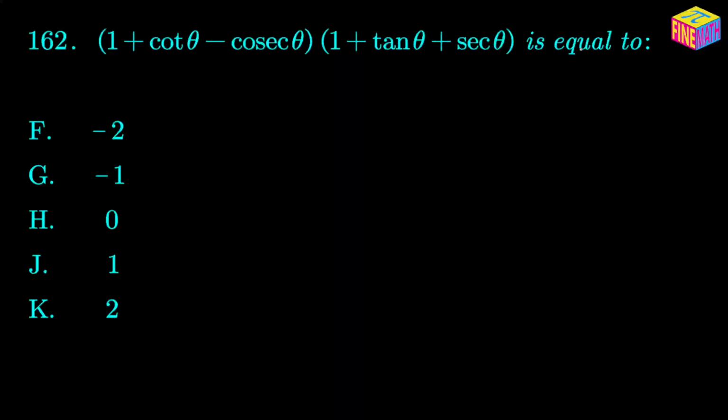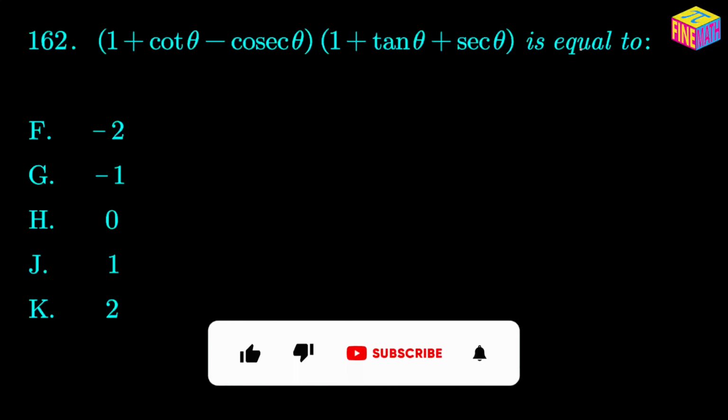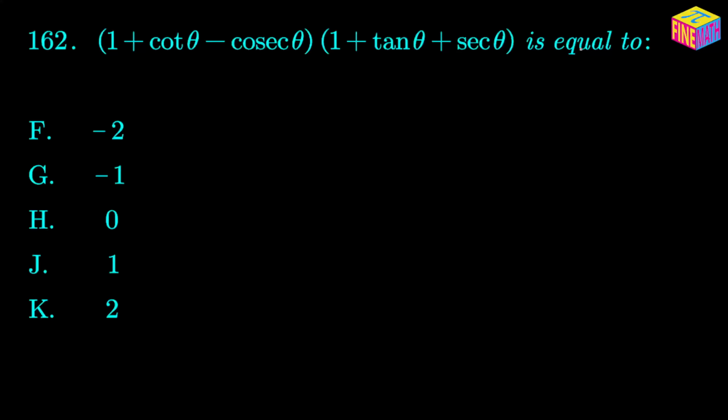Here we have another interesting problem from trigonometry. As I always recommend, before seeing the solution you can pause the video and give it a try yourself, and after that of course you want to match with my solution. So let's get started. Here the question says 1 plus cotangent of theta minus cosecant of theta multiplied by 1 plus tangent of theta plus secant of theta is equal to which of the following 5 options?